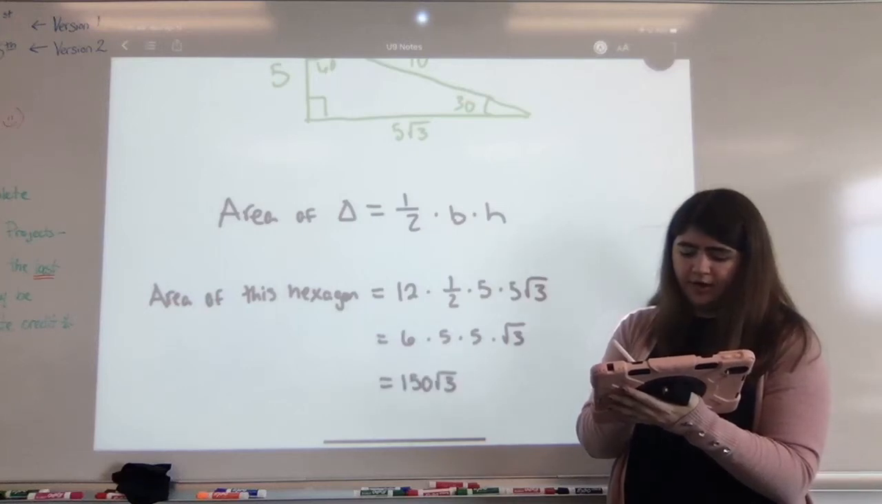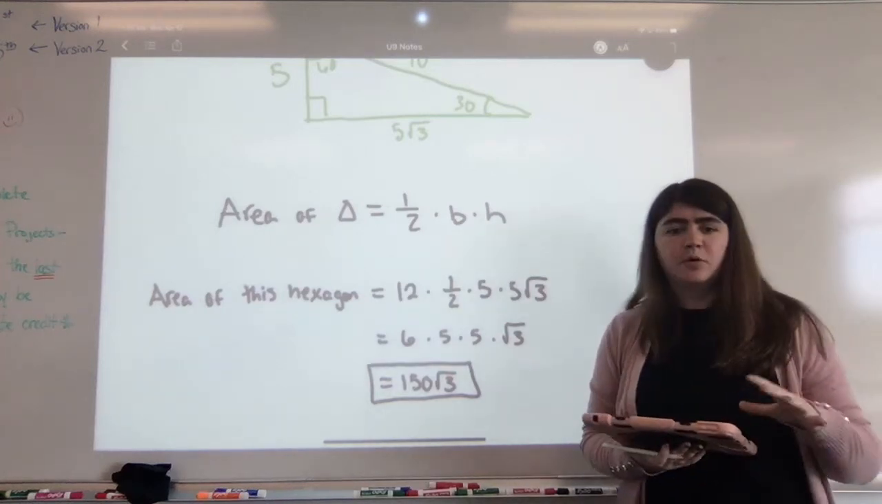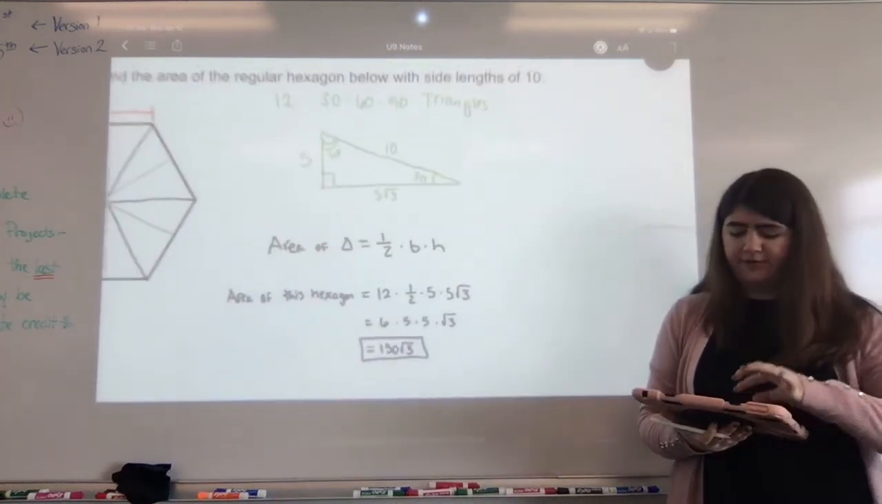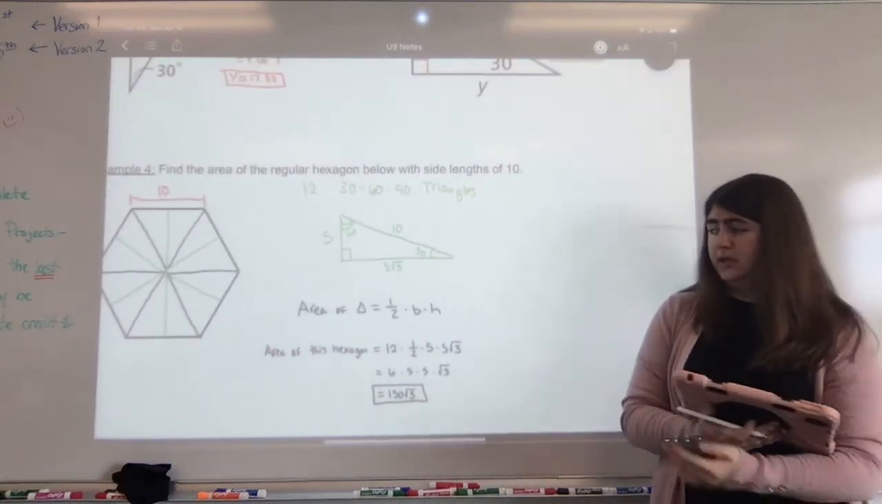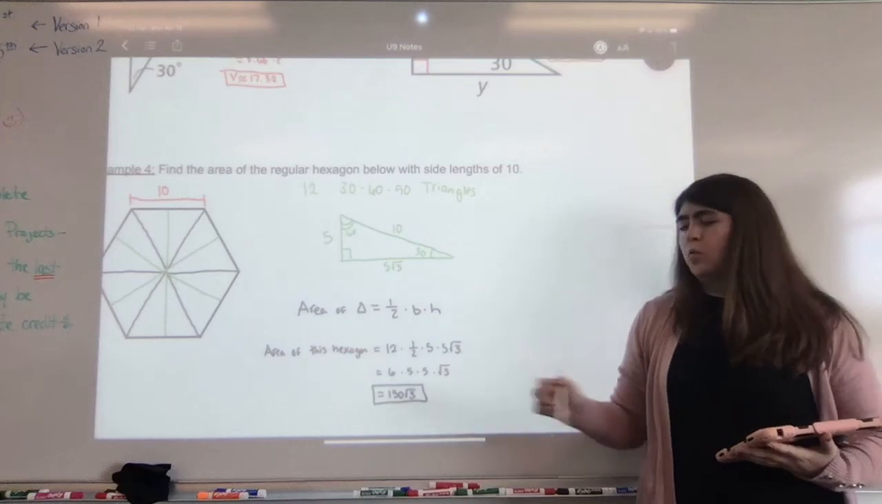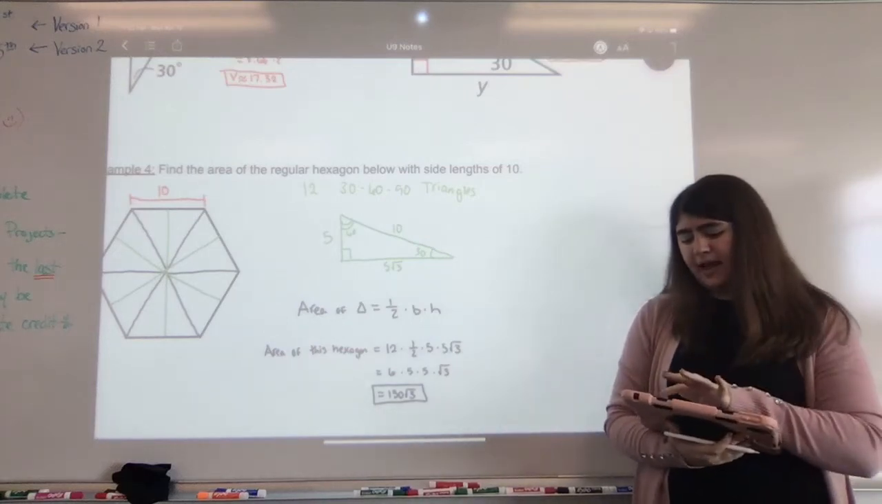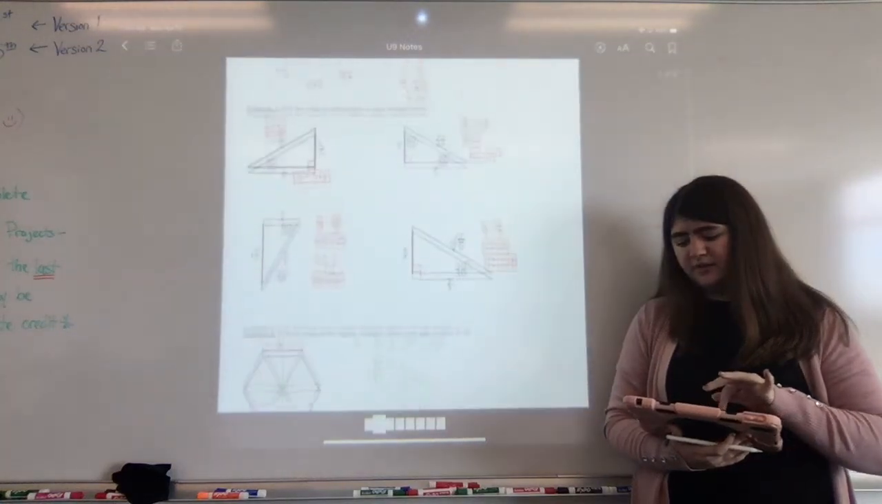And that is your area. And that is exact. If we wanted a decimal, we could type that in our calculator and find out, but that's as close as we need. So the area of a regular hexagon with side lengths of 10 is 150 square roots of 3. All right, that is the last of our solving for this section.